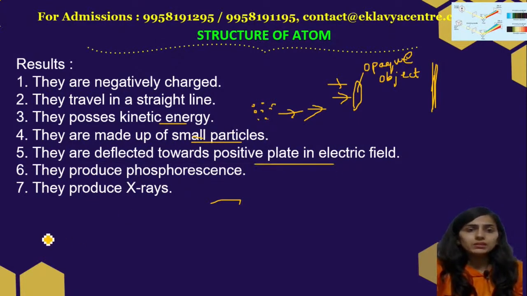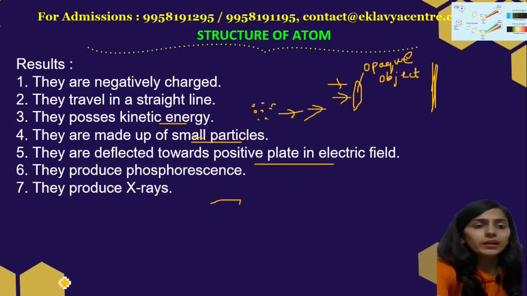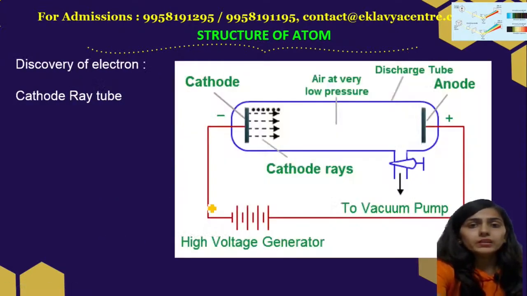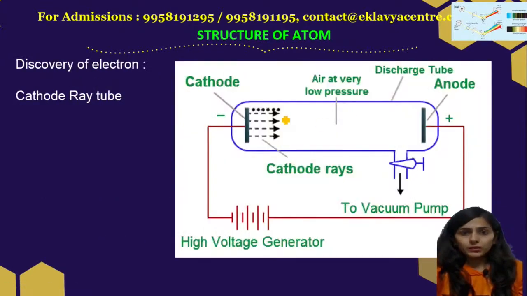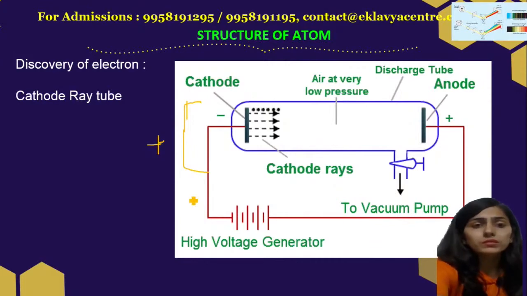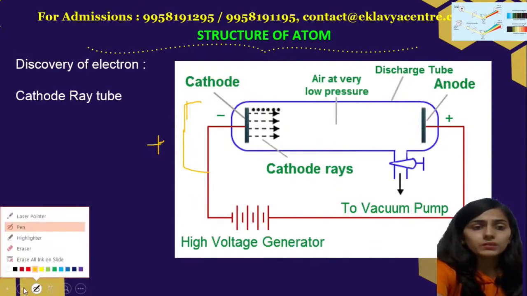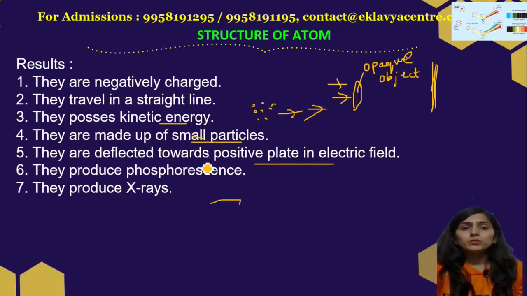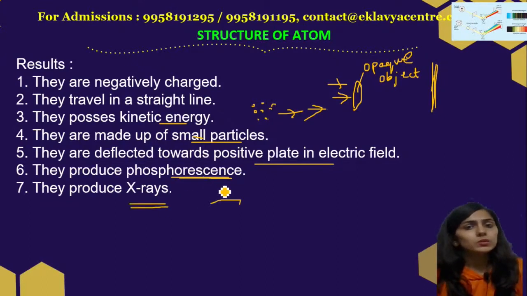Now what happened was, Faraday, what did Faraday do? He put a positive electrode. Suppose this is the positive electrode potential plates, right? And he found that these rays were getting deflected towards the positive electrode. And next, they produced phosphorescence. Yes, he was able to see the color. They produced X-rays. So these were the results of this cathode ray experiment too.